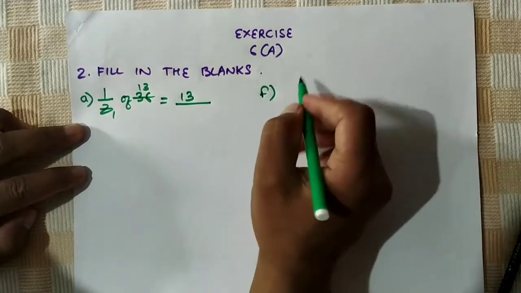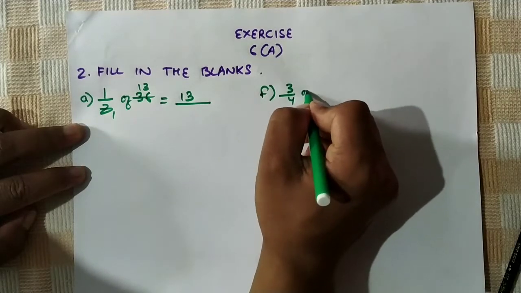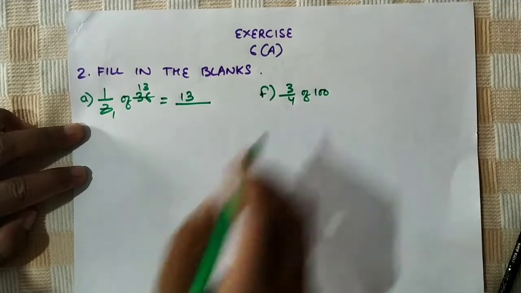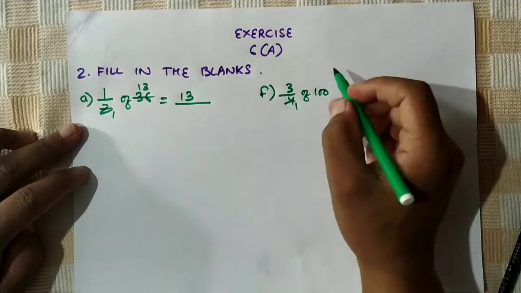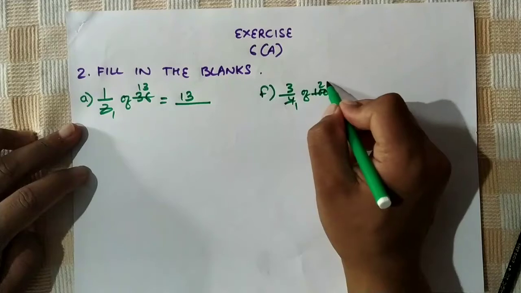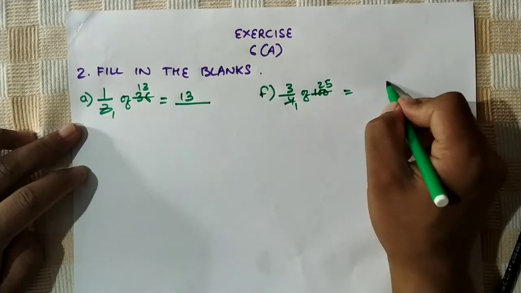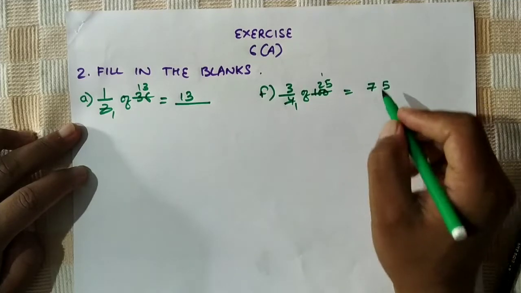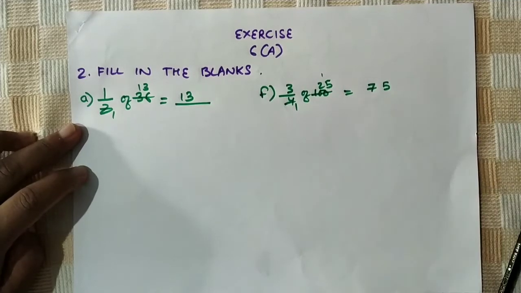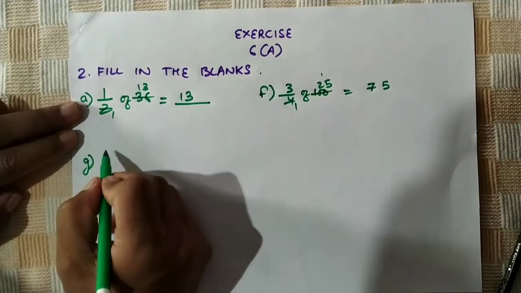Okay. So another one is F. 3 by 4 of 100. First divide 100 by 4. 4 ones are 4, 4 25s are 100, and 25 into 3 is 3 5s are 15, 3 2s are 6, 7, 75.